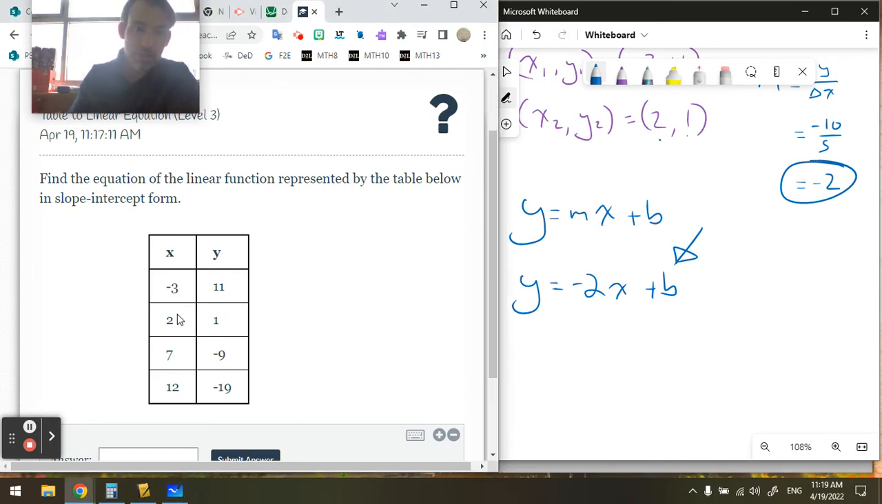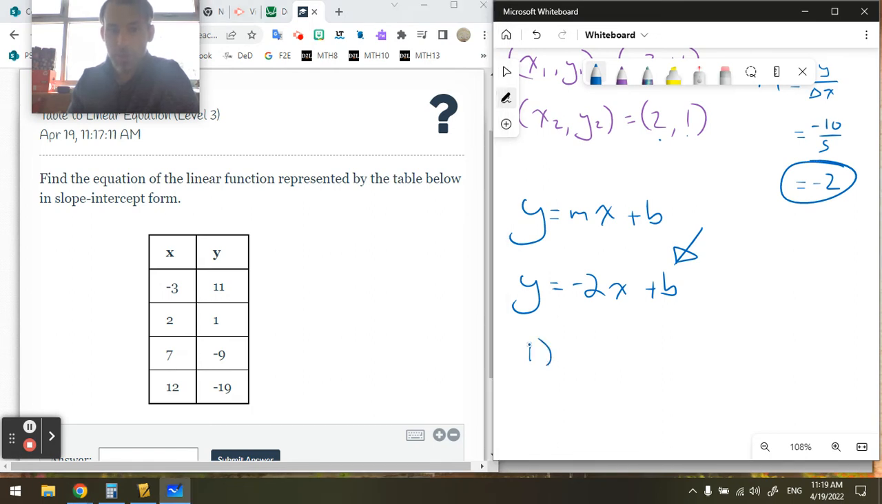Let's use this point here, (2, 1), to find it. So I know that when y is 1, x is 2. So I have negative 2 times 2 plus b. Okay, cool. So what will that be? Well, let's do this. 1, just evaluating, is equal to negative 4 plus b. What number do I have to add to negative 4 to get 1? Well, 5. Okay, 5 is the answer.